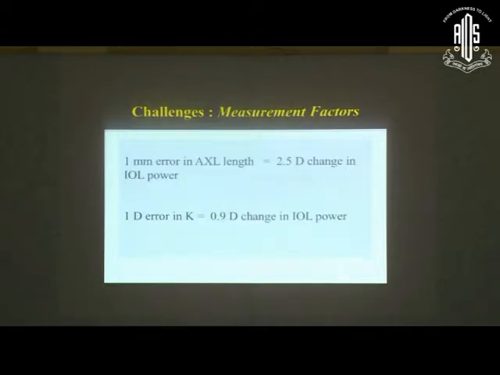Plus, you have seen that a small error in axial length measurement, about 1 millimeter, can lead to a 2.5 diopter change in IOL power, and this is larger, about 3.7, in very small eyes. And a 1 diopter error in keratometry can lead to almost a 1 diopter error in your IOL power.